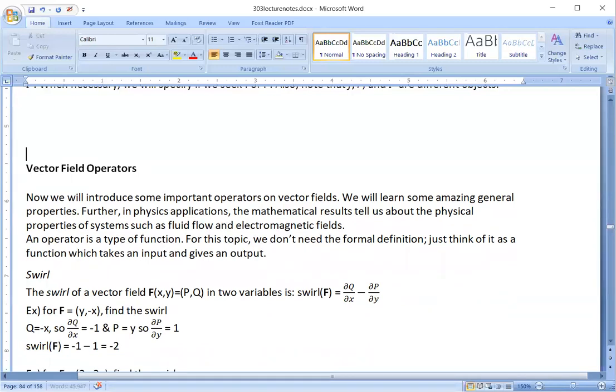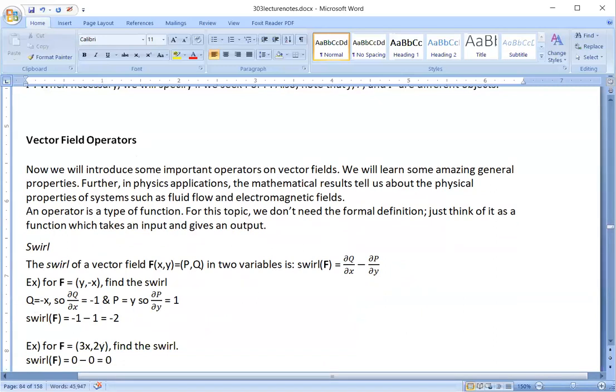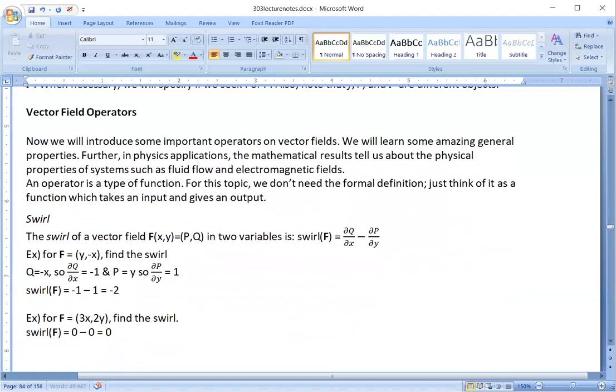Another simple example, this vector field: f equals 3x comma 2y. Let's find the swirl. Notice that q is 2y, so dq/dx is just 0, and p is 3x, so dp/dy is just 0. So the swirl of the vector field is 0 minus 0 equals 0. So there's your basic calculation.